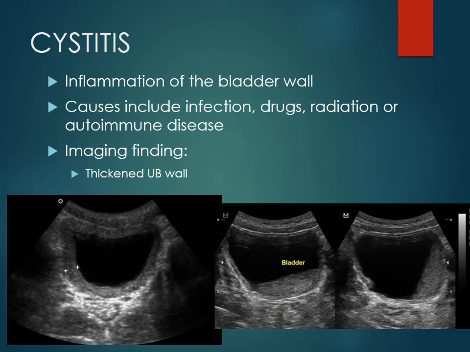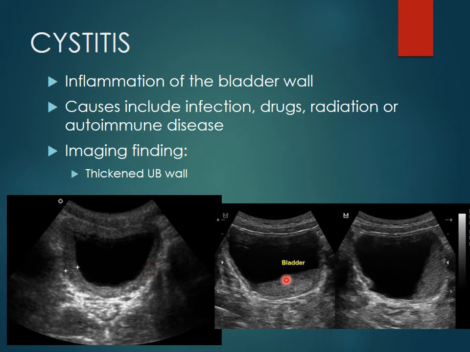The next infection would be cystitis. Cystitis is defined as the inflammation of the urinary bladder wall. And usually this would be secondary to an infection such as UTI, from drugs, radiation therapy for patients undergoing brachytherapy for the pelvic region or prostate carcinoma, and autoimmune diseases. The ultrasound imaging finding for patients with cystitis would be a thickened urinary bladder wall.